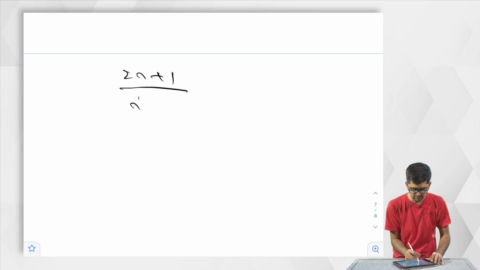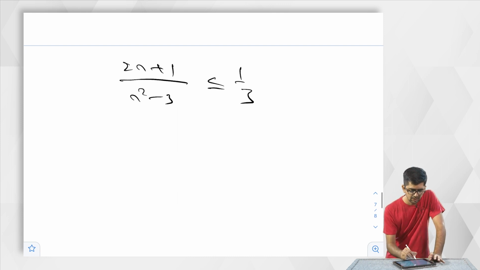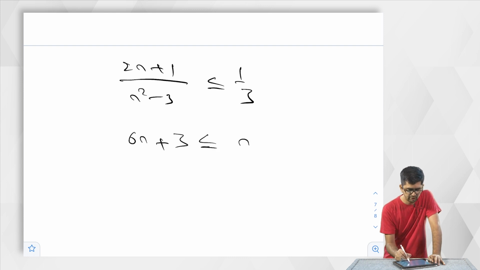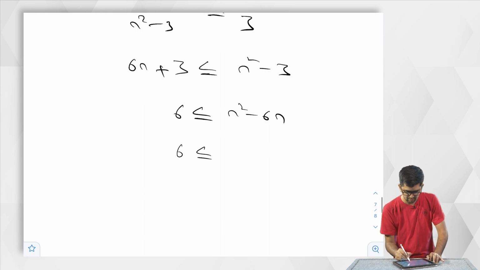Do we have this, (n square minus 3) over n less than or equal to 1 by 3? Do we have this inequality? So what does this say? This says 6n plus 3 less than or equal to n square minus 3. Again the same thing as saying 6 less than or equal to n times (n minus 6).